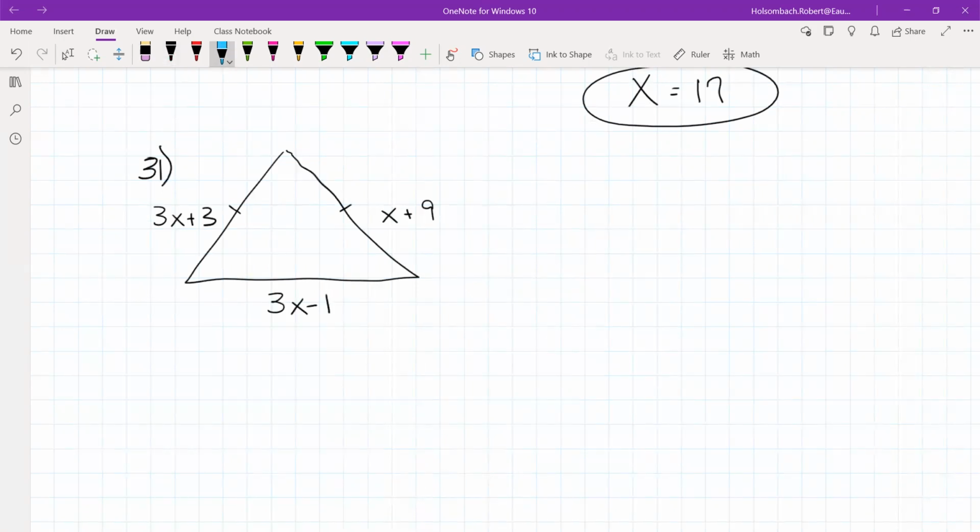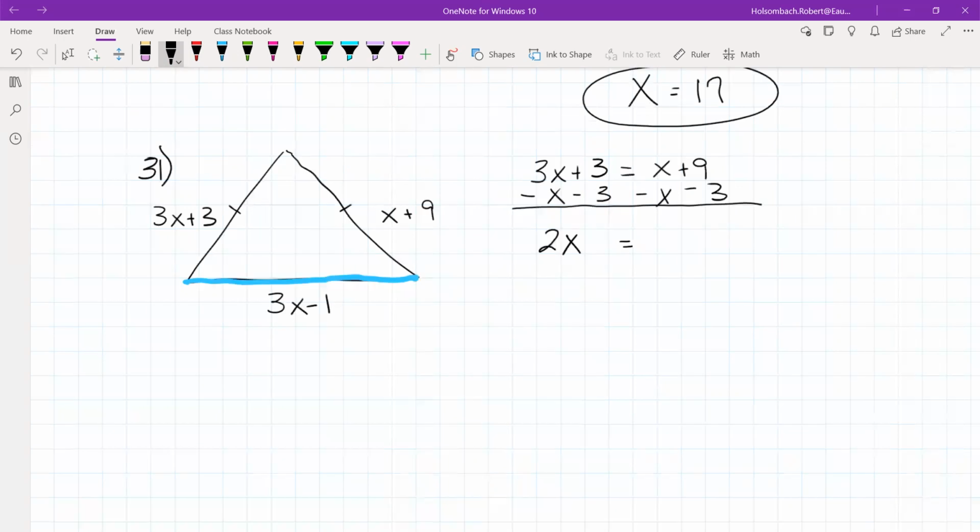So we need the length of this right here, 3x minus 1. Okay, so the two sides, the legs, are congruent. So 3x plus 3 is equal to x plus 9. Gonna subtract 3 from each side and subtract x from each side. So what I get is 2x is equal to 6. Divide each side by 2. And x equals 3.